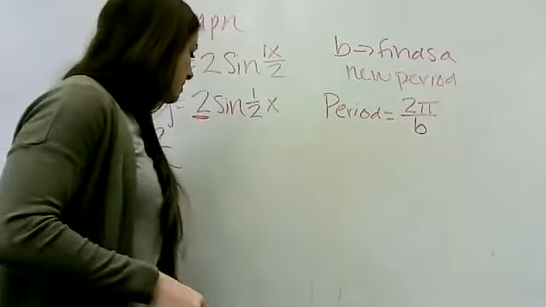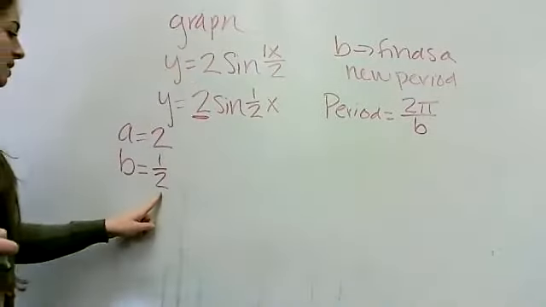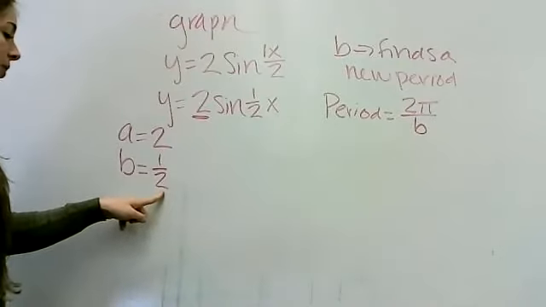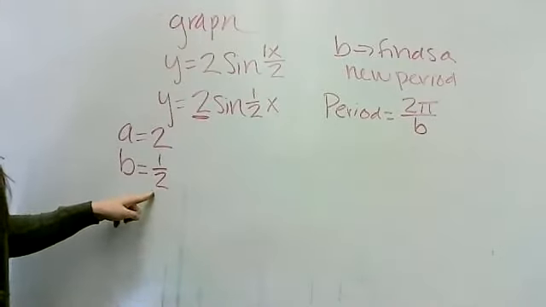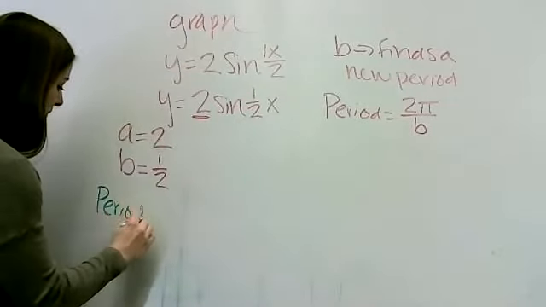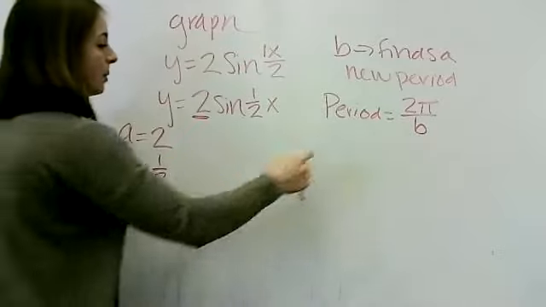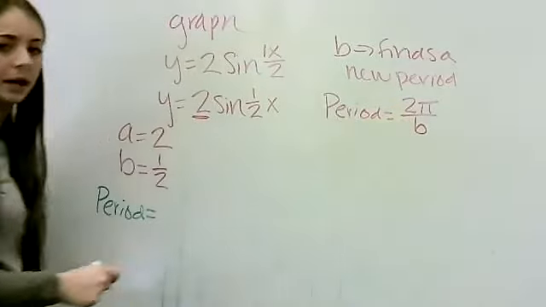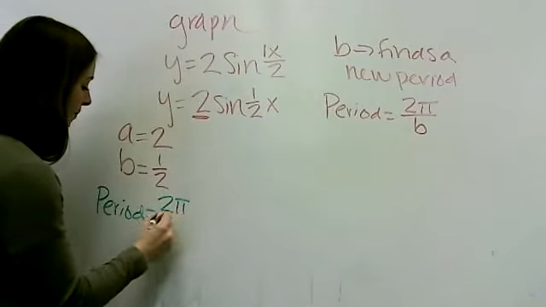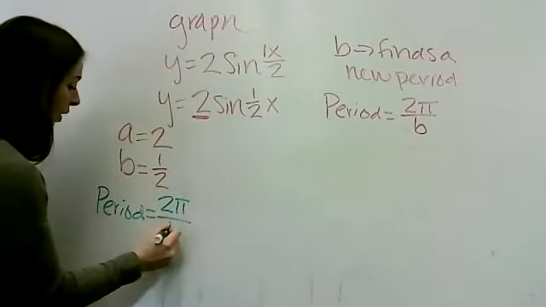I do have to take this a step further though and say, well, what does this do to my period? What kind of new period will I have because of a b value of 1/2? So let's find our new period. That would be taking 2 pi over b, right? That's how we find our new period. So let's take 2 pi and divide it by our b value of 1/2.